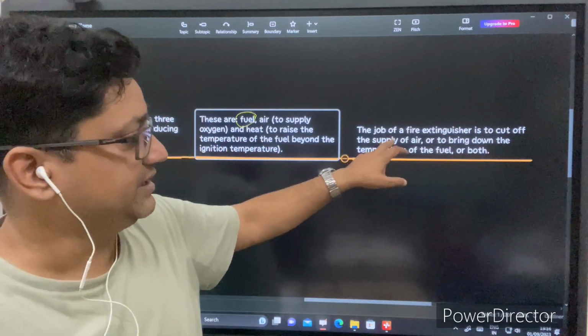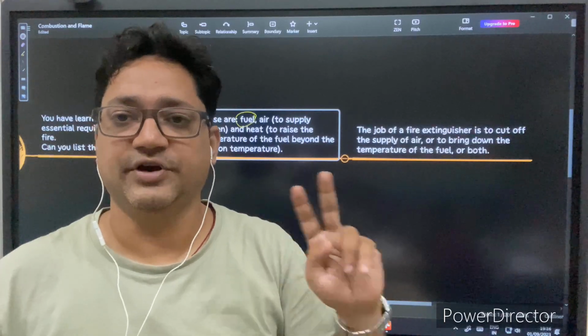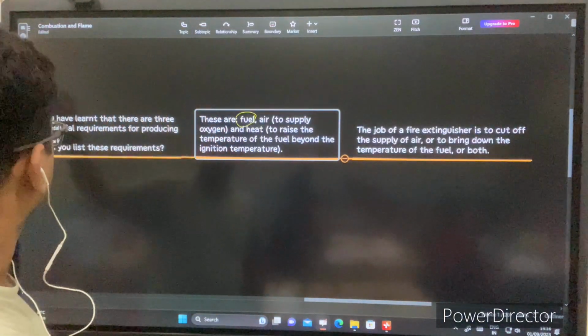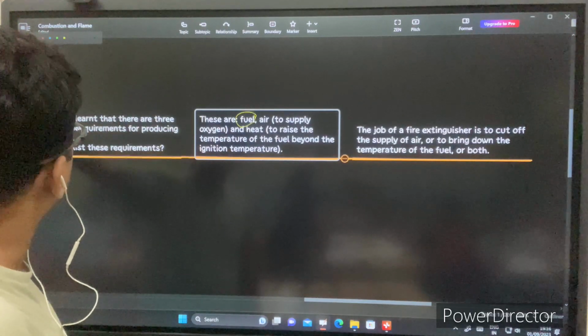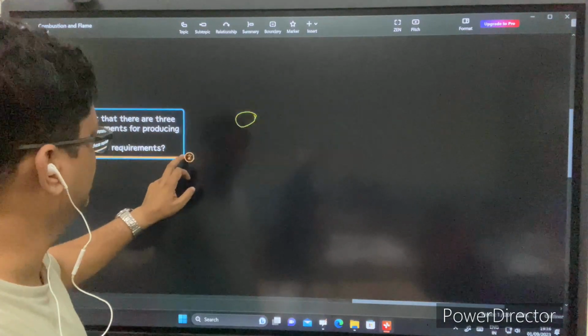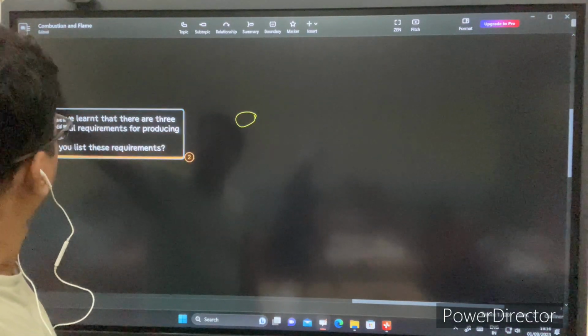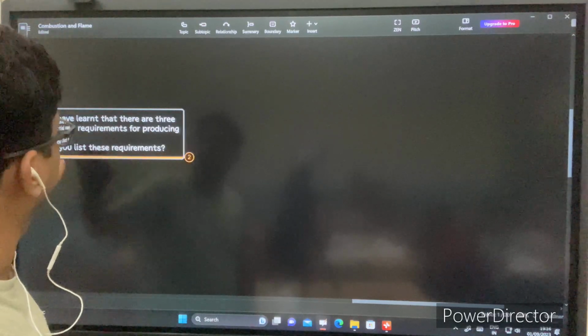So that is why cutting off the air and bringing down the temperature are the 2 main criteria to control the fire. So this is how we are through with the 4.2 topic.